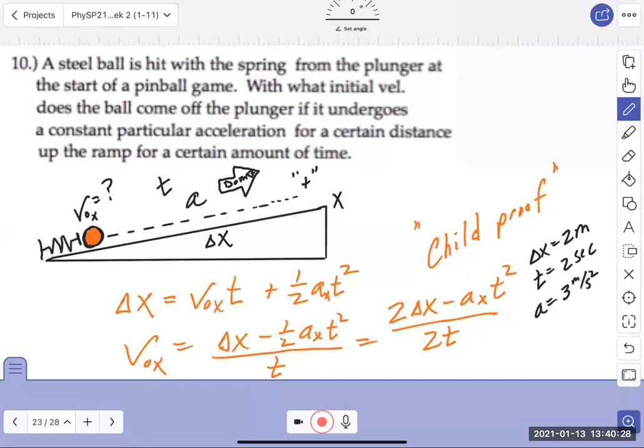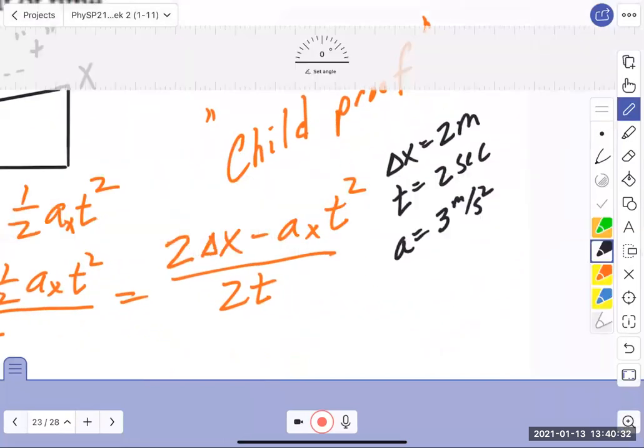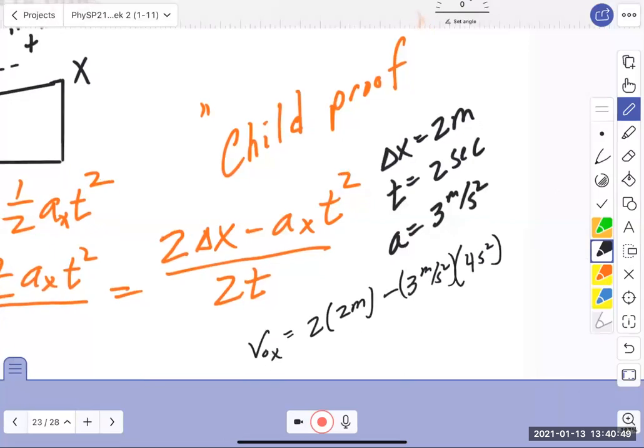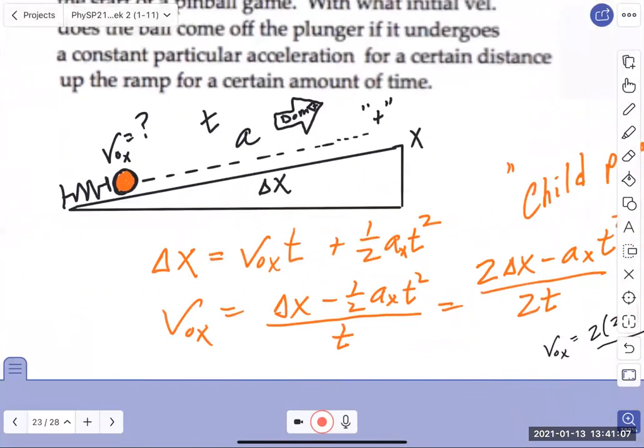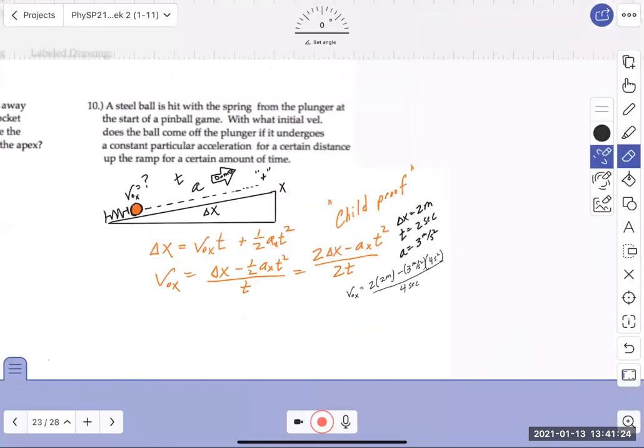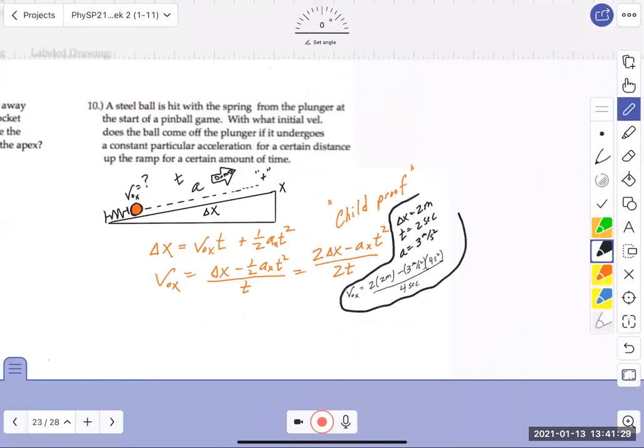All right. And then they plug this into that childproof equation. They're going to say, okay, V naught X is 2 times 2 meters minus 3 meters per second squared times 4 seconds squared divided by 4 seconds. When they do this, they're going to get a negative V naught X, which tells the kid that's nonsensical. It tells the kid you're playing pinball and you have to shoot the ball backwards. Well, that isn't going to work. Anybody see why that equation is not childproof, if you're just giving them values? I'll put a big oops there.